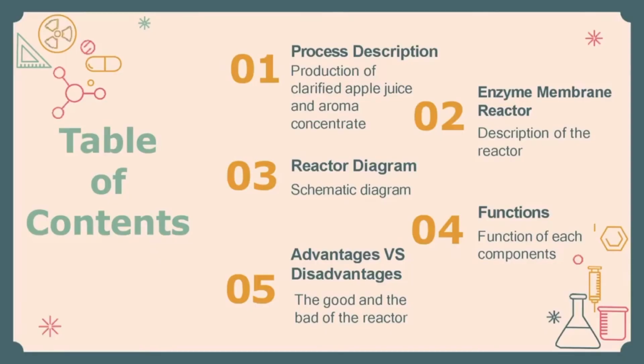In this video, we're going to describe the production of clarified apple juice and aroma concentrate, followed by the enzyme membrane reactor. We're going to describe the reactor itself. The third one, we will present the schematic diagram of the reactor, which follows the function of each component in the reactor. And the last one, we're going to discuss the advantages and disadvantages of the reactor.